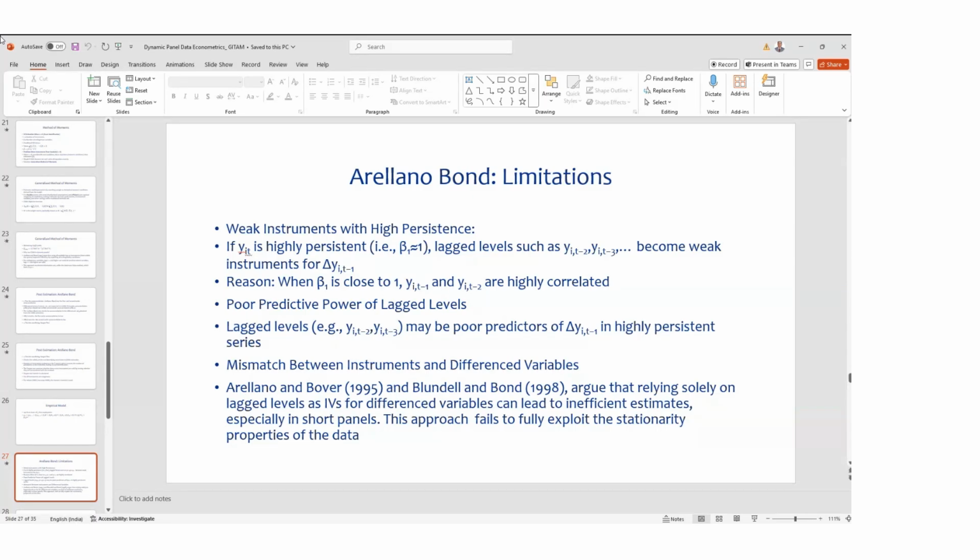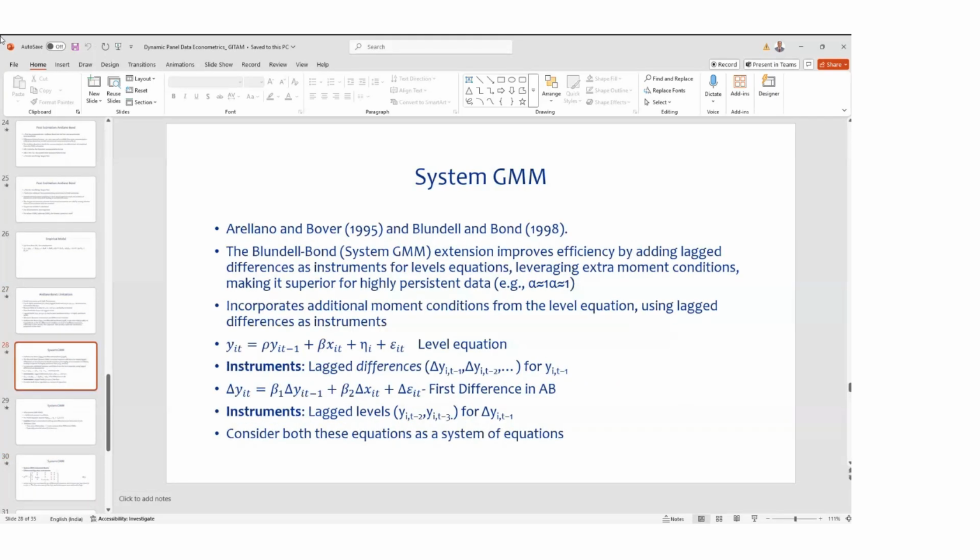Remember this, you are adding more instruments. When you are adding more lags there, you are adding more instruments, right? Now, if your instruments are much more than your coefficients or your parameters, again, you have a problem there. So Arellano-Bond comes across this problem. Okay. How do we solve this problem? That's where system GMM comes into the picture.